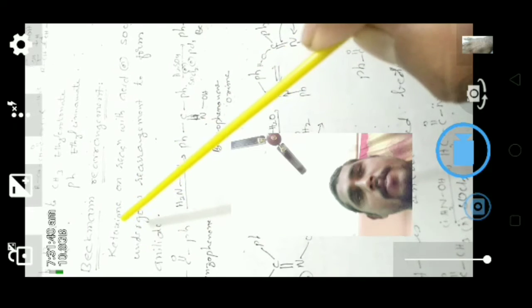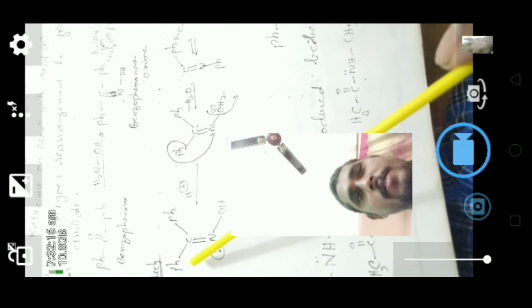Once again I am explaining this reaction, Beckmann rearrangement. Ketoxime on reaction with acid or thionyl chloride or phosphorus pentachloride undergoes rearrangement to form amide or anilide. Here this is benzophenone, PhCOPh. When we react with hydroxylamine it gives benzophenone oxime. This benzophenone oxime, when we react with sulfuric acid or thionyl chloride or phosphorus pentachloride, gives benzanilide.